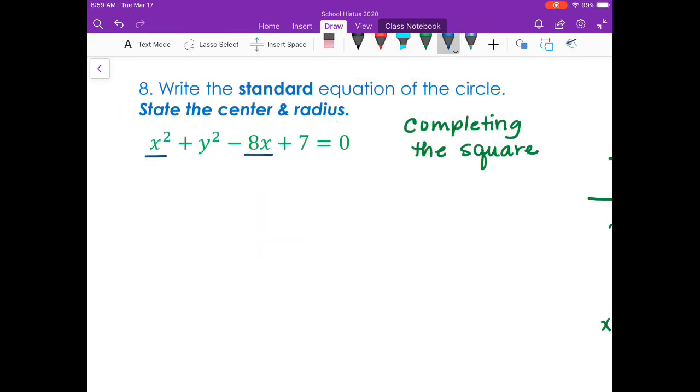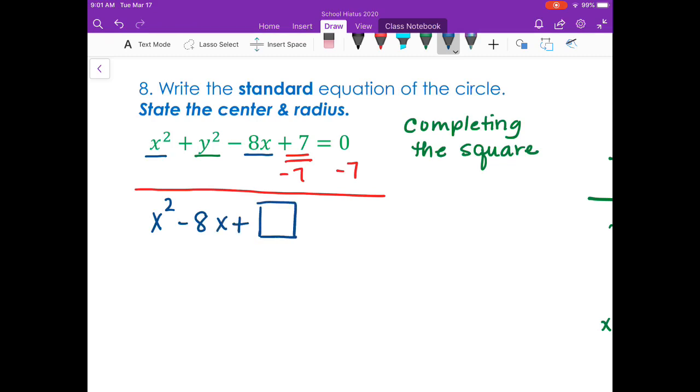Now we're ready for number 8. We want to move the x terms together and keep the y term on the left as well, moving the constant to the other side of the equation. We'll write the x squared and x term together, and we'll leave a space to complete the square for that group. We'll then bring down our y squared term, but we won't have to complete the square for that one because it doesn't have a linear term, or a b term.